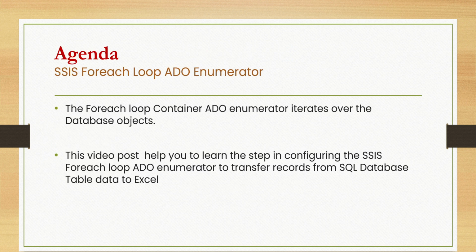Today's agenda is how you can use the SSIS Foreach Loop ADO enumerator. The ADO enumerator is basically used to iterate over database objects. This video will help you learn the steps in configuring the ADO enumerator to transfer records from SQL database tables to Excel. Okay, let's begin.